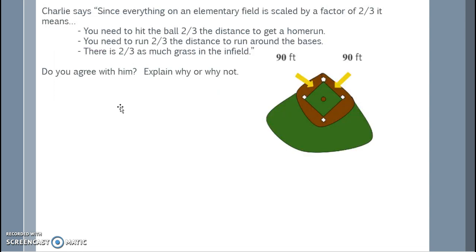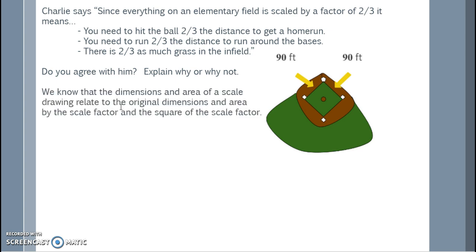Charlie says since everything on an elementary field is scaled by a factor of 2/3, it means the following. You need to hit the ball 2/3 the distance to get a home run. You need to run 2/3 the distance to run around the bases, and there is 2/3 as much grass in the infield. Do you agree with him? Why or why not? I have pictured their professional field.